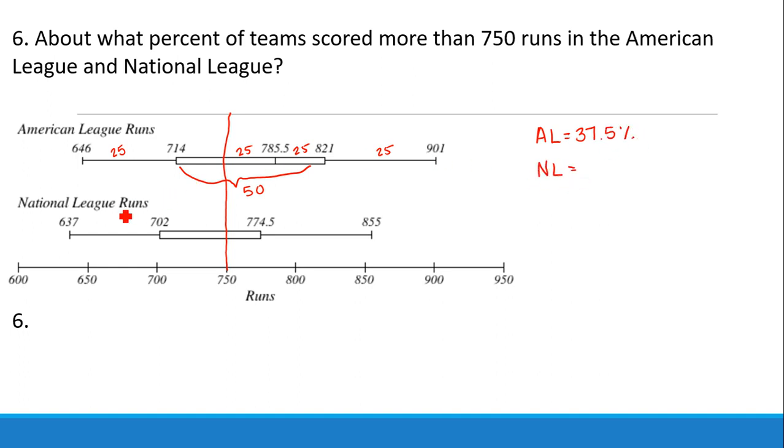For the NL, we would have this 25%, and it looks like it runs pretty close to the center, so that would be another 25%, so that would be 50%. It's okay if you're not exact, just guesstimate as close as you can.